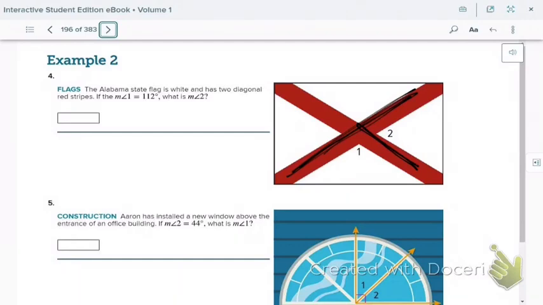So if angle 1 is 112, what's angle 2 if it's a linear pair? Linear pairs have to equal what? 180. Angle 1 is 112, angle 2 we don't know. The whole thing I know has to be 180. So, use your fingers and toes to figure out what that is. Yes. You got it. Good.